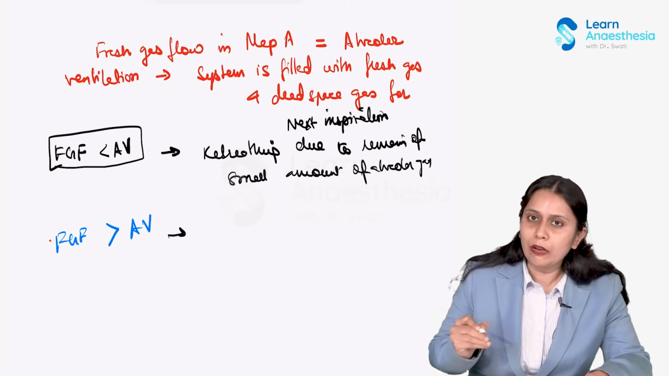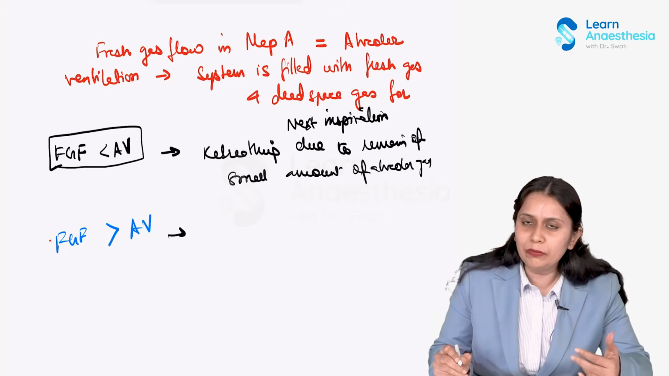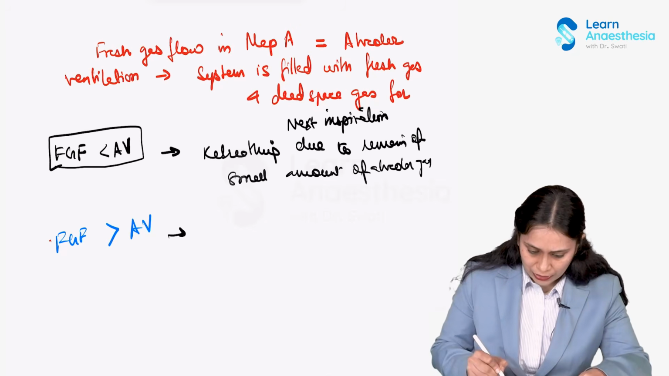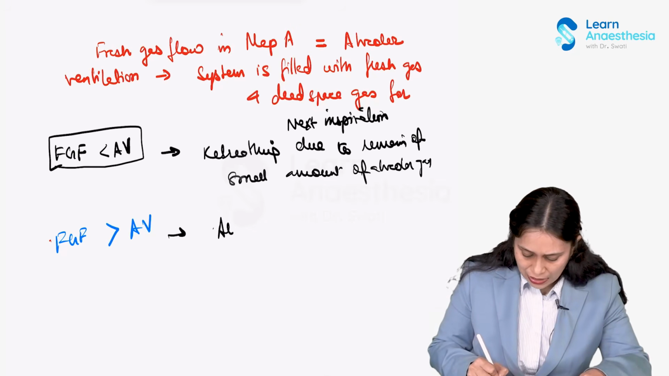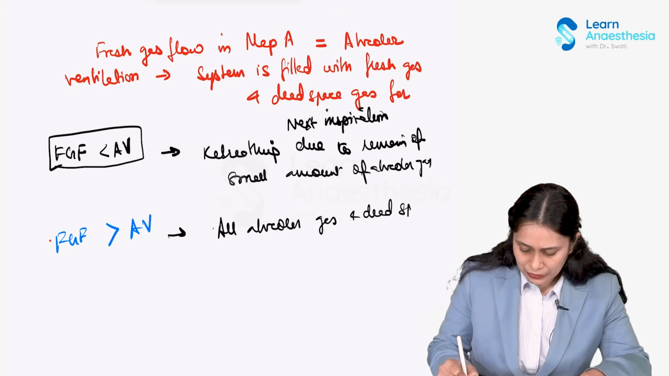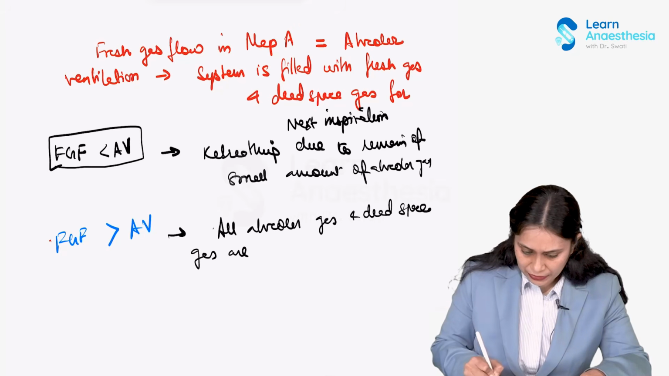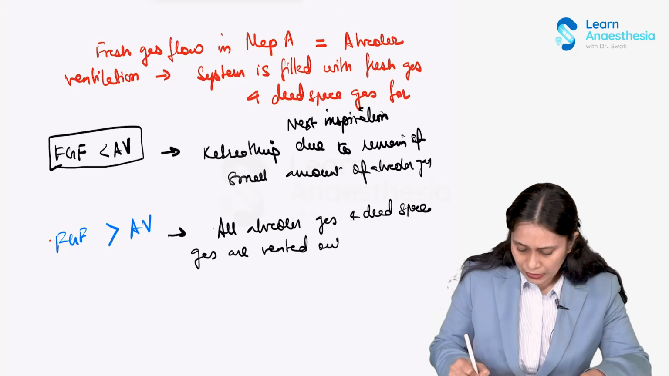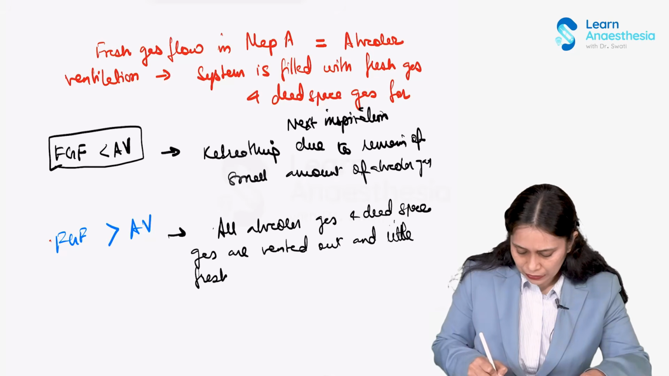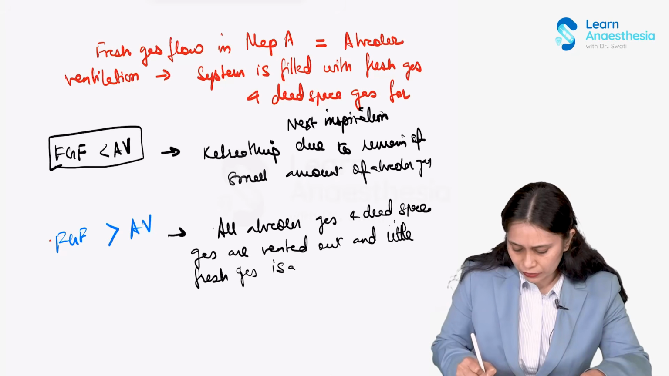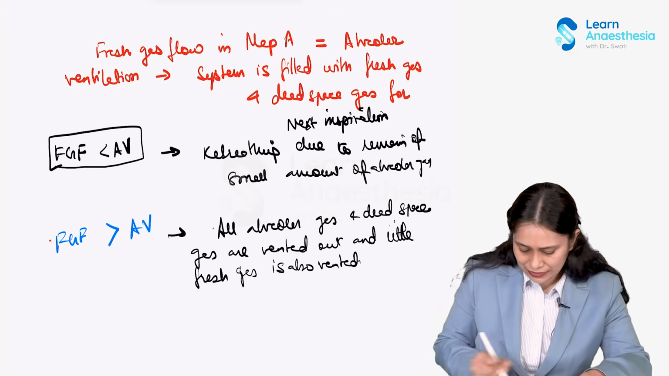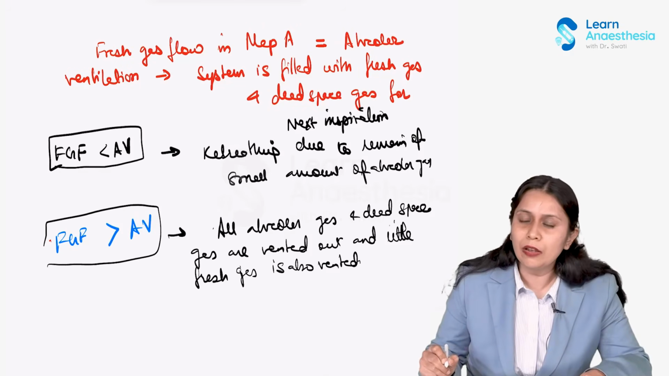And if we keep the fresh gas flow more than the alveolar ventilation, what will happen? Then the expired gas would have all the dead space gas, alveolar gas, dead space gas, and also fresh gas. So wasting of the fresh gas will happen. All alveolar gas and dead space gas are vented out, and a little fresh gas is also vented out. So efficiency will become less if you are keeping the fresh gas more than alveolar ventilation.